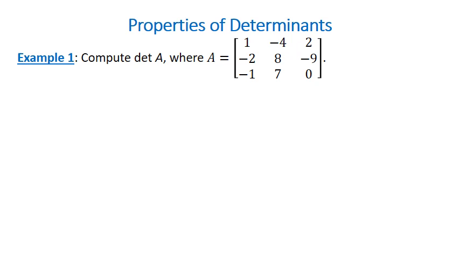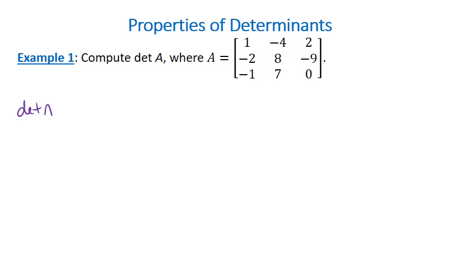So the strategy here is to reduce this matrix to echelon form and then use the fact that the determinant of a triangular matrix is the product of the diagonal. So basically you want to try to get zeros down in the lower triangular area. Okay, so what I mean is we want to make these 0. Okay, so let's proceed.